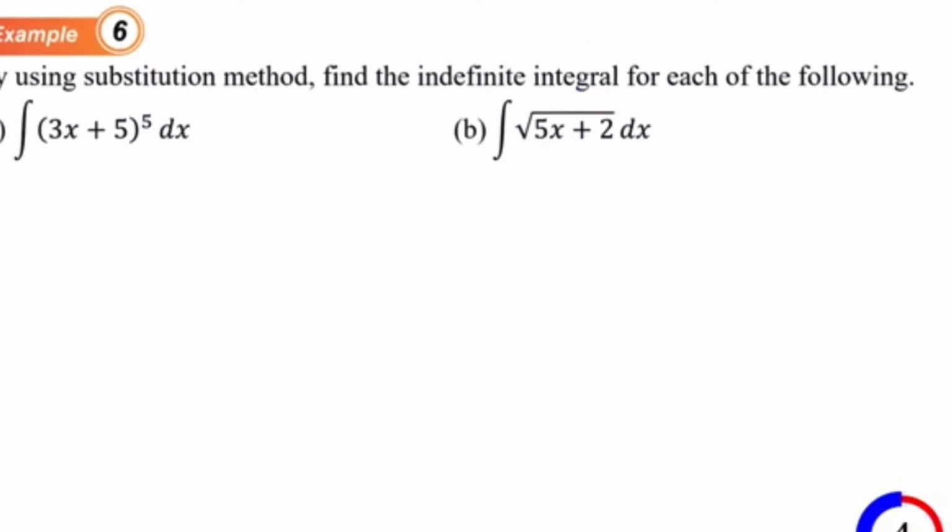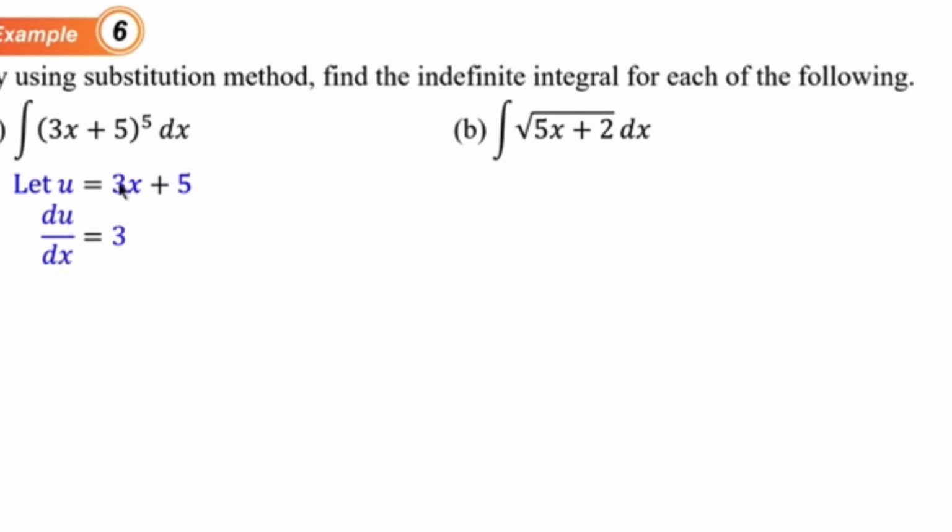Let's see example 6 first. Okay, let's integrate by using substitution method. Find the indefinite integral for each of the following. So when you see indefinite integral, it means the integration without the limit, and you will have to plus c. So let u be 3x plus 5. So we will substitute u into that. Alright, u is equal to 3x plus 5.